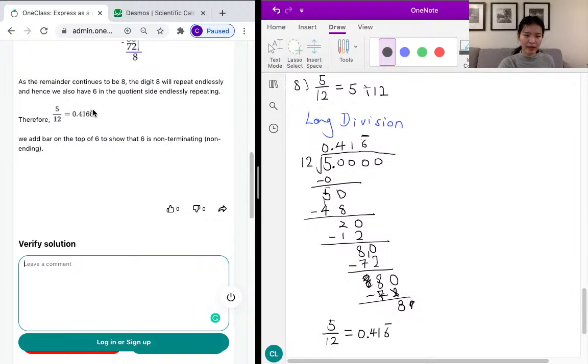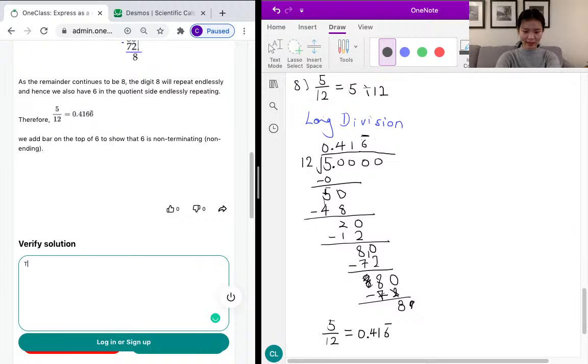Because if you put the bar on the 6 as in the sample solution, it also symbolizes a repeating 6. That means just the 6 would repeat non-terminatingly. So it would just go 6, 6, 6. But if you put the bar on the 6 in front, it also means 6 repeating indefinitely. So this would be the same, but you can write one number less, which would be better because mathematicians are lazy as us. Or humans are lazy, I should say.